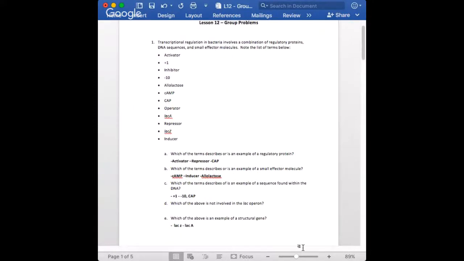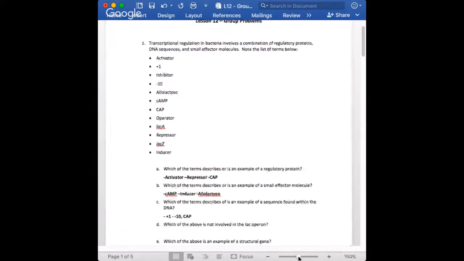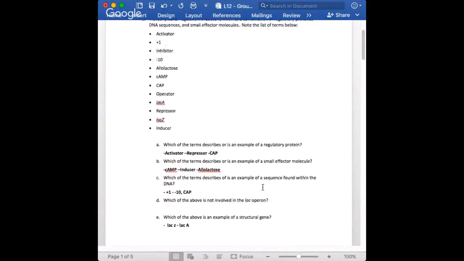Let's see if we can get that on there. Which of the terms describes or is an example of regulatory proteins? That would be activators, repressors, and CAP. The examples of small effector molecules would be inducer, inhibitor, allolactose, and cyclic AMP. DNA sequences found are the +1, the -10, and the CAP.